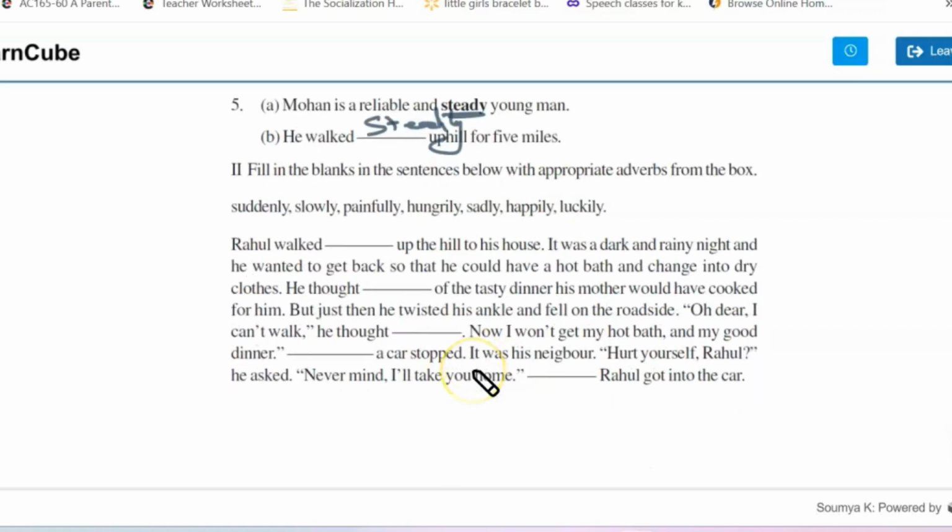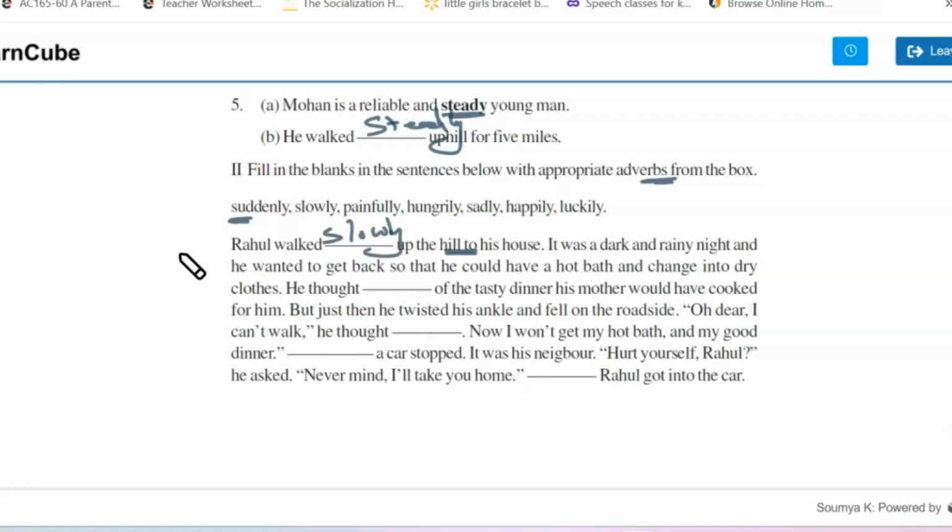Now what you have to do in the second exercise is fill the blanks in the sentences below with the appropriate adverb from the box. You can see here, Rahul walked blank up the hill to his house. Okay. So different adverbs are given here. You have to substitute the right one here in the blank. So suddenly may or may not be, because it's a hill and you cannot walk so fast. So it can be slowly. Walked slowly up the hill to his house.